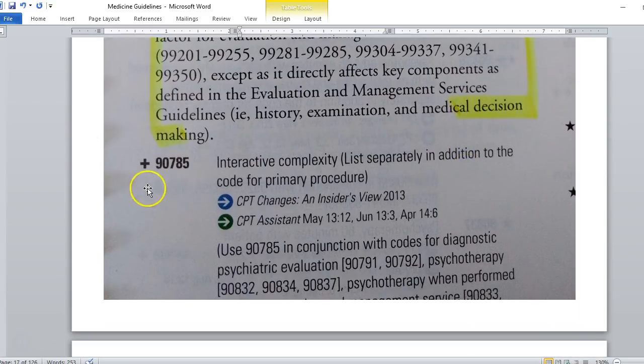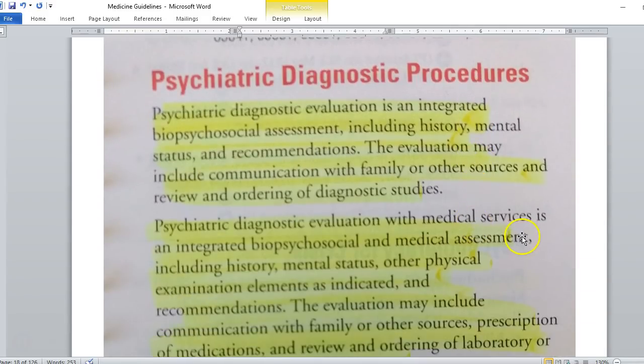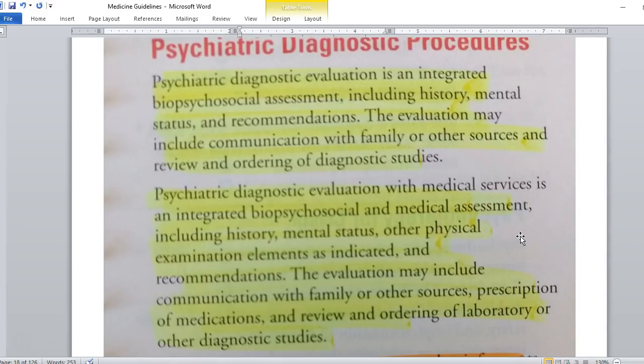So again, we have an add-on code 90785 for interactive complexity. Then we come upon our psychiatric diagnostic procedures. And again, this is an integrated biopsychosocial assessment that includes history, mental status, and recommendations. The evaluation may include communication with family or other sources and the reviewing and ordering of diagnostic studies.